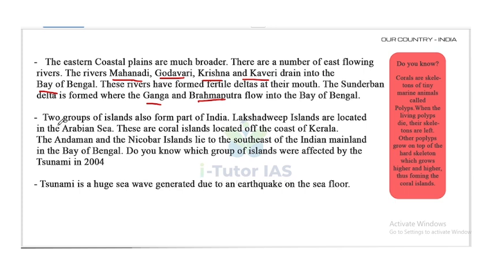Two groups of islands are also part of India. The first one is the Lakshadweep Islands, located in the Arabian Sea. These are coral islands located off the coast of Kerala. The second one is the Andaman and Nicobar Islands, which lie to the southeast of the Indian mainland in the Bay of Bengal.